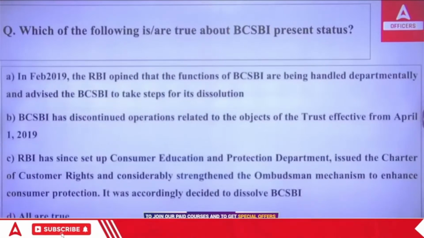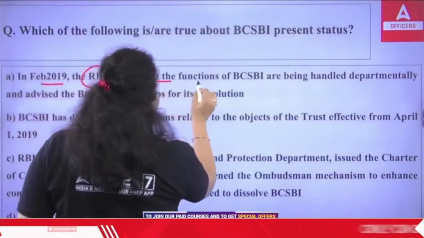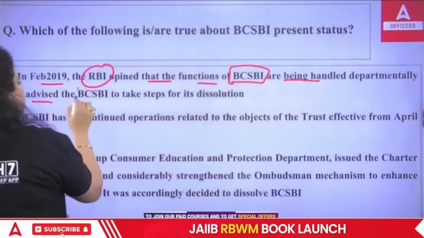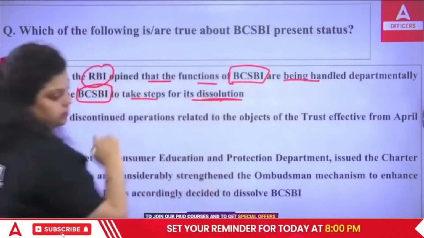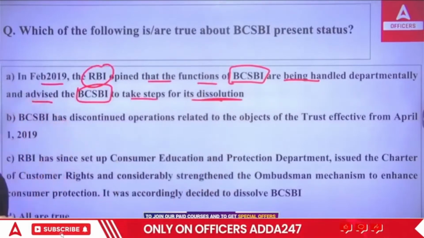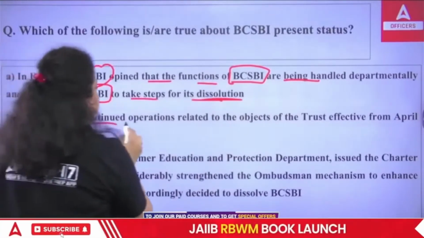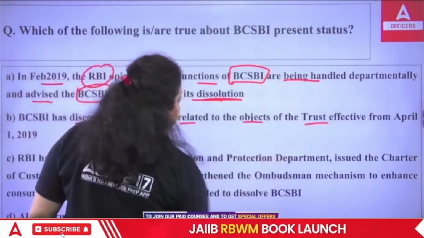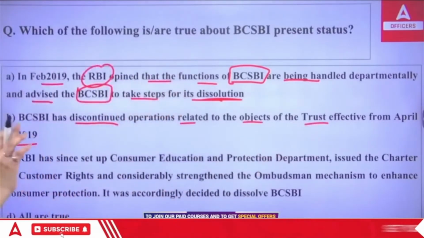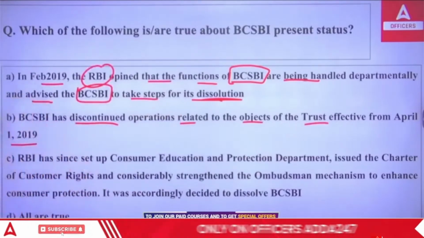The first one says that in February 2019, RBI opined that the functions of BCSBI are being handled departmentally and advised the BCSBI to take steps for dissolution, like it has to be removed from the country. The second we have here: BCSBI has discontinued operations related to the objects of the trust effective from 1st April 2009. Like BCSBI has discontinued its operation from when? From 1st of April 2009.